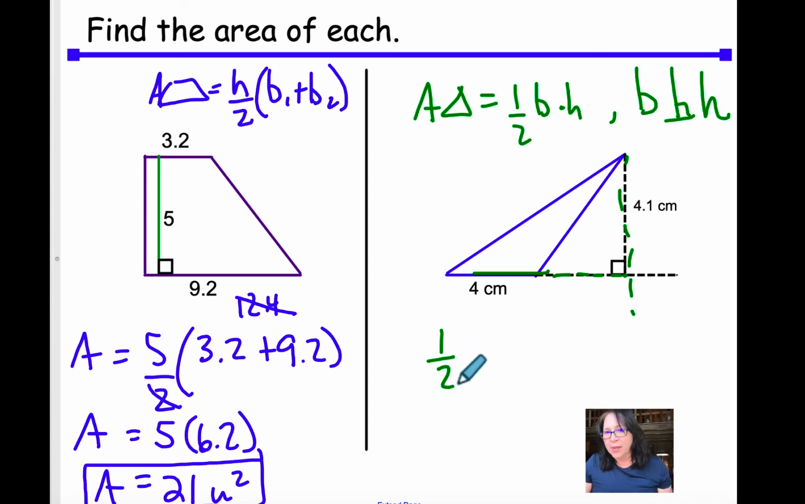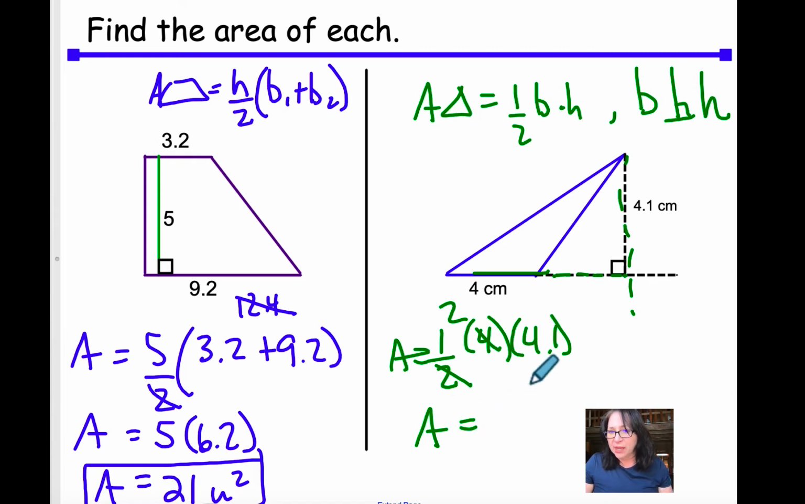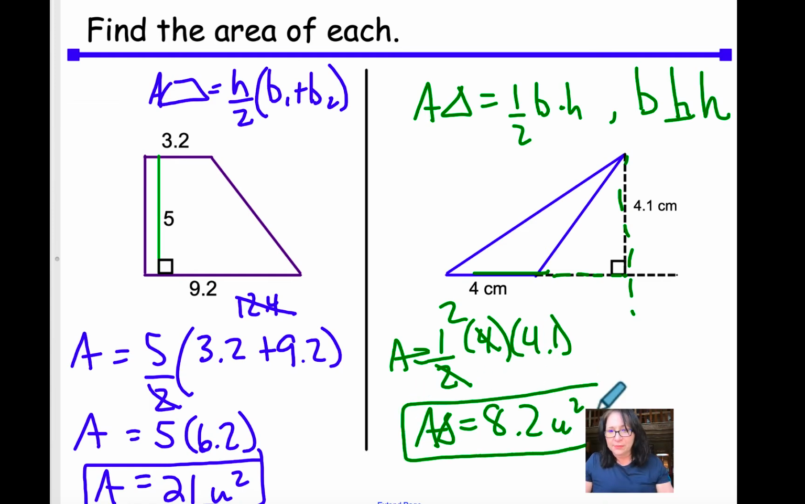So we would go 1/2 the base, which is 4, times the height, which is 4.1, and they are perpendicular. So half of 4 is 2, and then 2 times 4.1 is 8.2. So the area of this triangle is 8.2, and that's units squared.